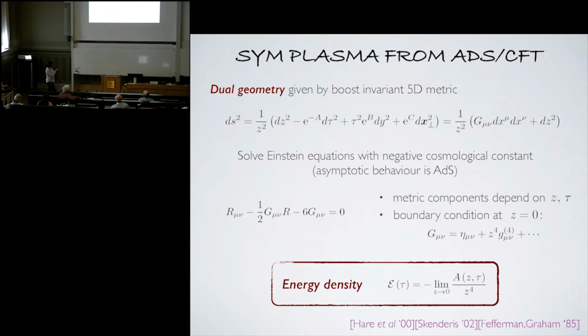So just a brief moment: the dual geometry is basically given by a 5-dimensional metric, and we want to solve Einstein equations. All the metric components can only depend on tau, the time, and on the 5th coordinate because of the boost invariant plasma condition. And basically the holographic map between the two theories tells me that the energy density is related to this component of the metric to the 4th order in this expansion. The 4th order is because we have a 4-dimensional conformal field theory.